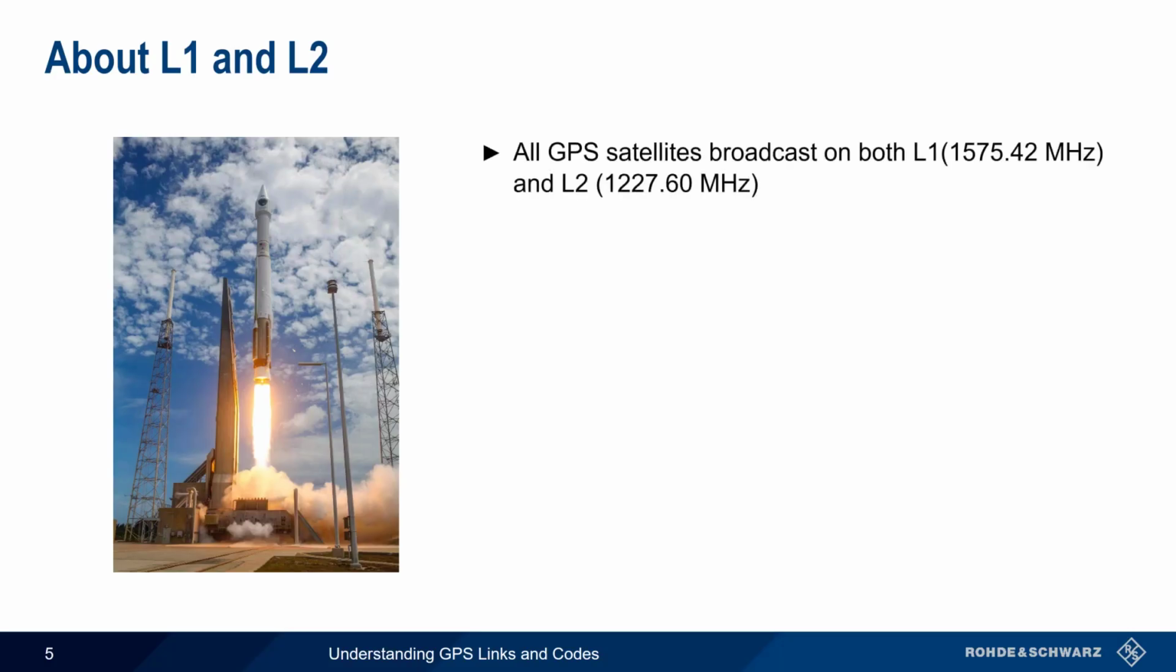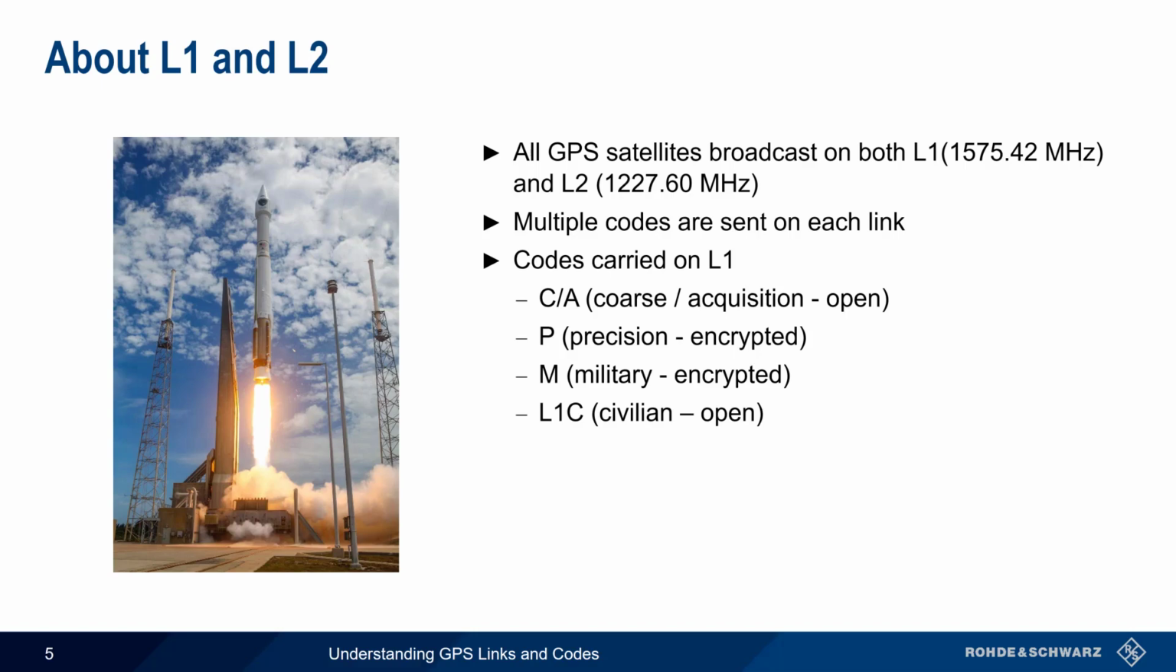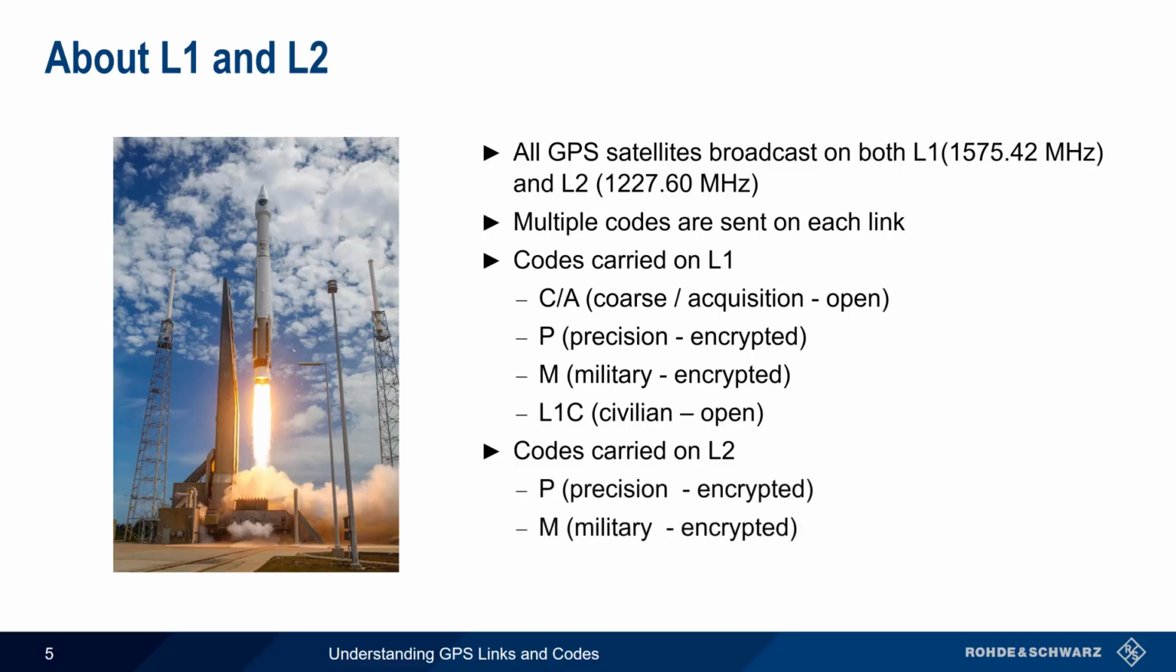All GPS satellites broadcast on both L1 and L2, and each link carries multiple codes. On L1, we have the CA or coarse/acquisition code, which is an open or unencrypted code. L1 also carries two encrypted codes, the P or precision code and the newer M or military code. And there's a newer open civilian code on L1 called L1C. Likewise, there are multiple codes carried on L2. The P and M codes are also transmitted on L2, as is the newer L2C civilian code. At this point, however, it would probably be a good idea to explain what a code is.